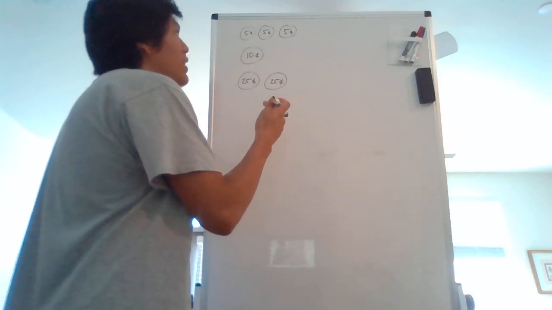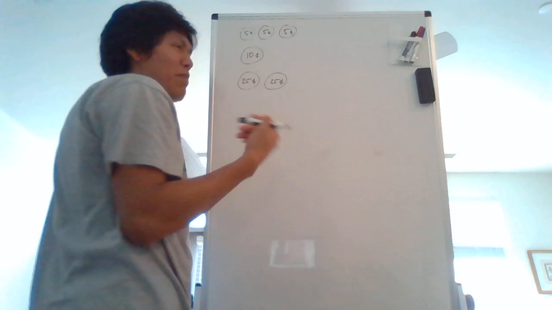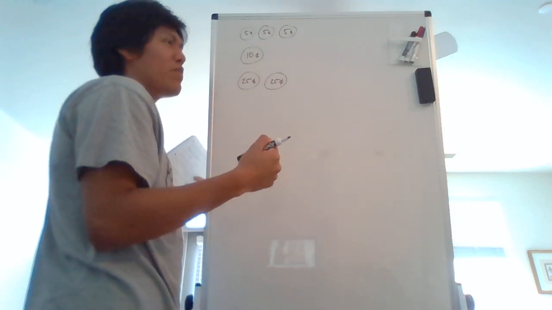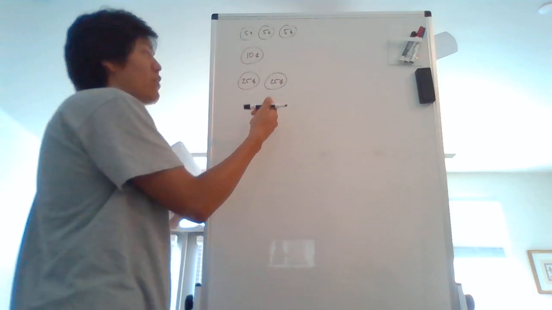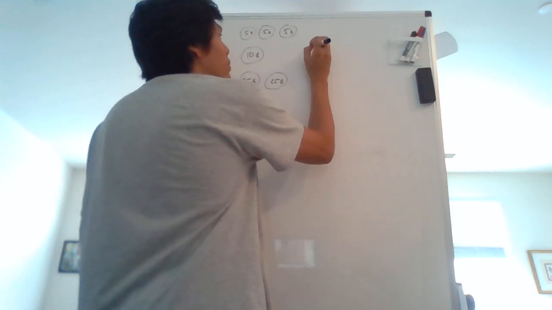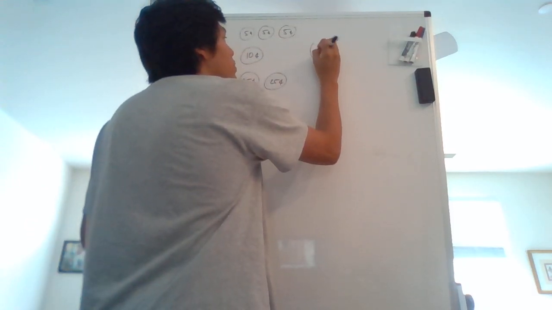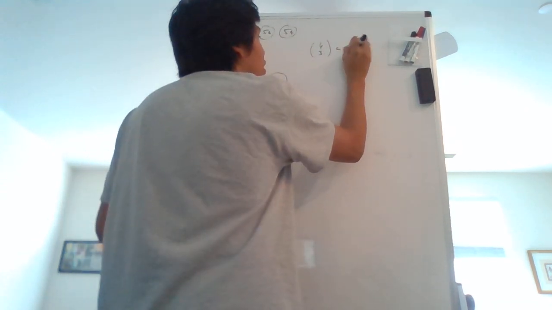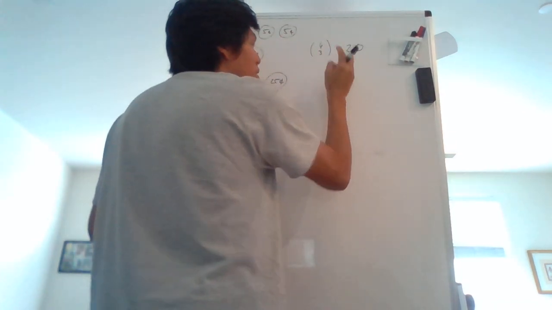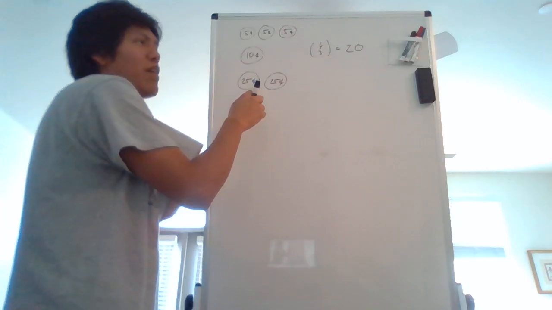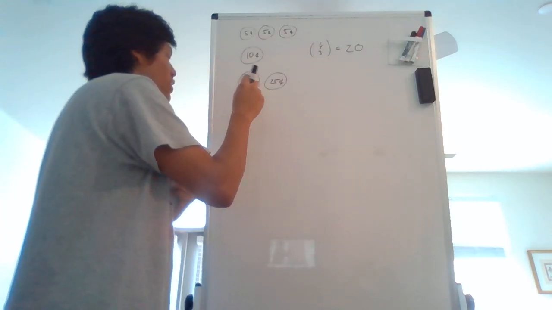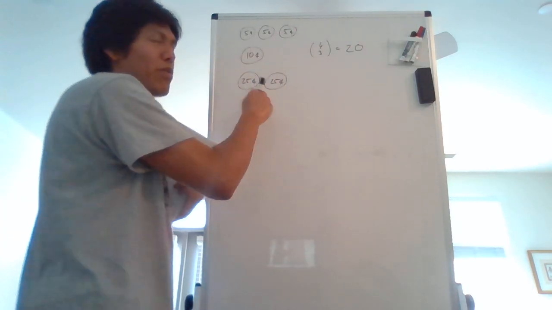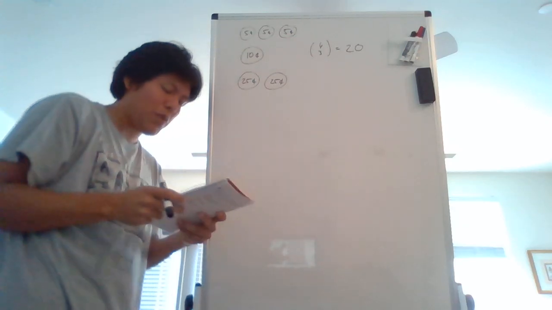Okay, so we have 6 coins. How many possible 3 coin combinations can we do with these 6 coins? For that we'll do 6 choose 3, and if you put this in a calculator it equals 20. So there are 20 possible combinations of choosing 3 coins from 6 total coins.